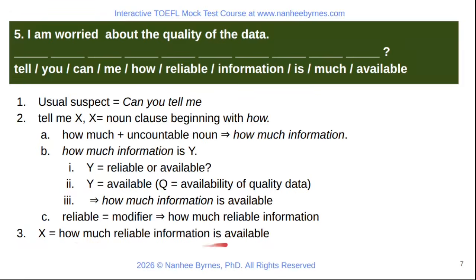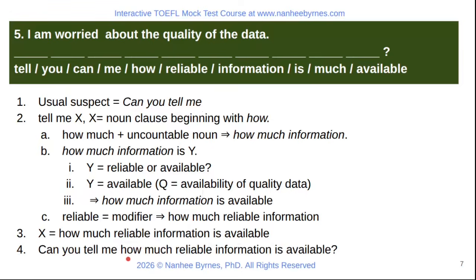Now we place the noun phrase into the noun clause. Since this is an indirect question, we use statement word order, subject plus verb. So the structure is how much reliable information is available. Finally, we place the noun clause after the main clause. Can you tell me how much reliable information is available?